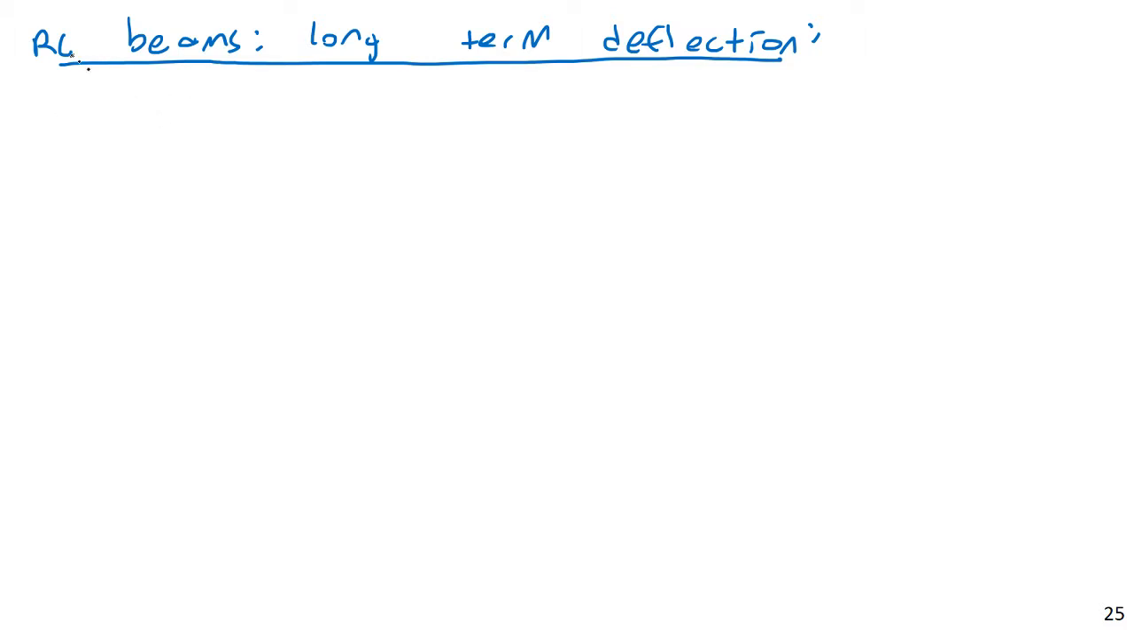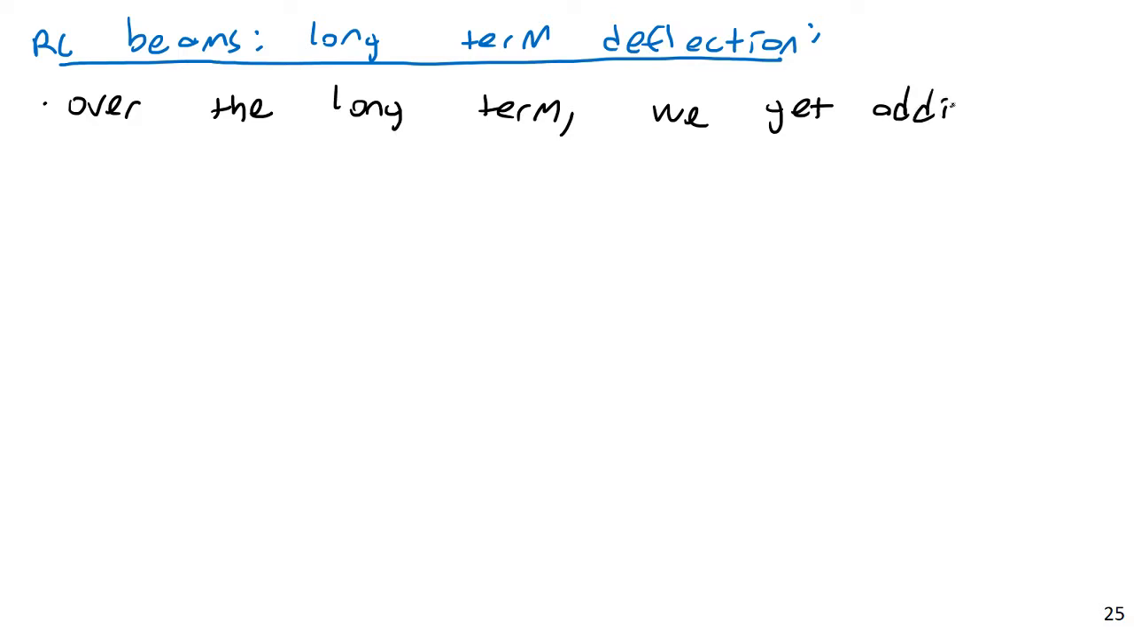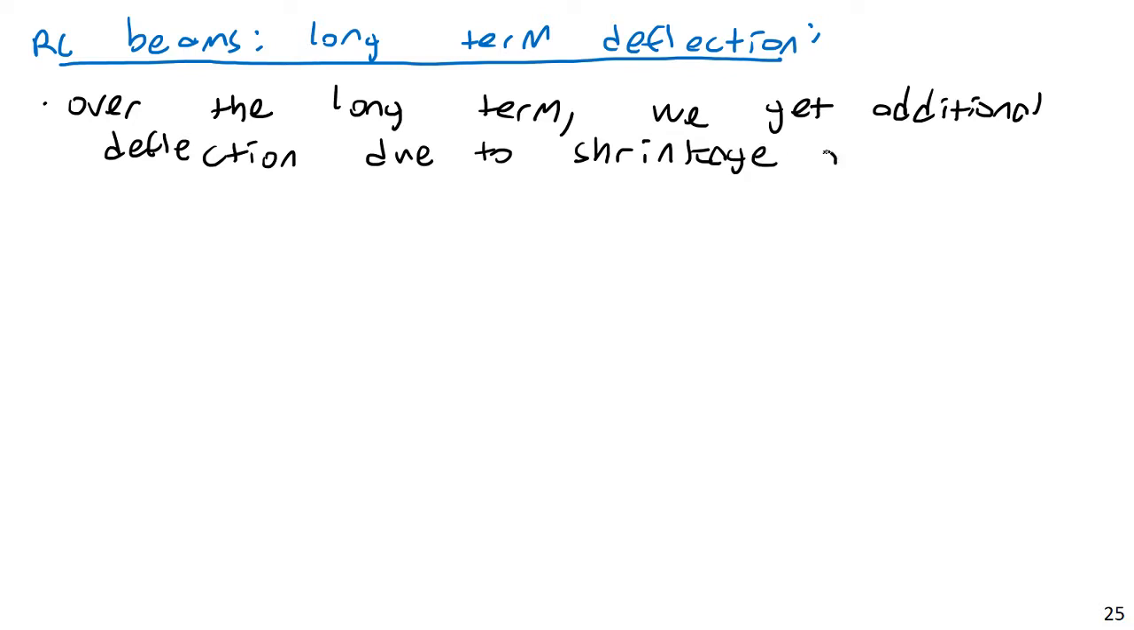So basically, over the long term, we get additional deflection due to shrinkage and creep. And thankfully, this really isn't that difficult to calculate here.